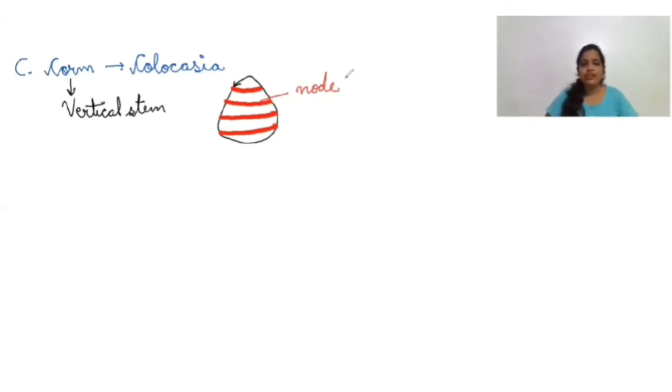What is the thing over here? The vertical stem with nodes and internodes having scaly leaves on it. This is known as corm, which stores the food, and the example is Colocasia. That's all for type C.